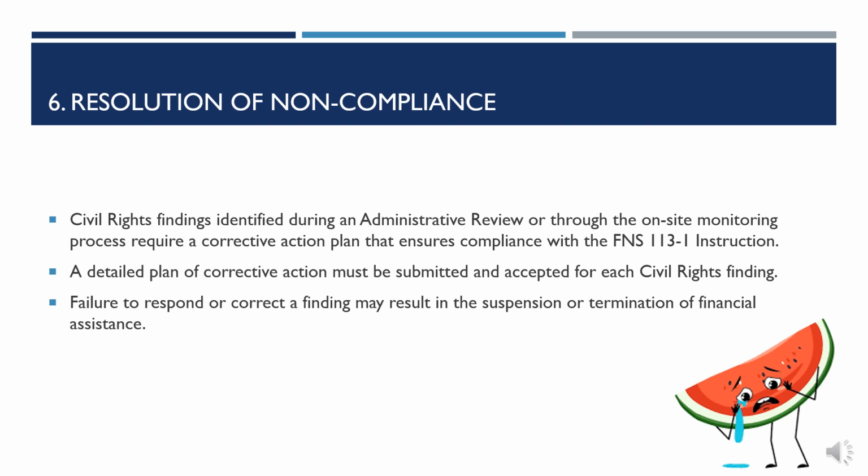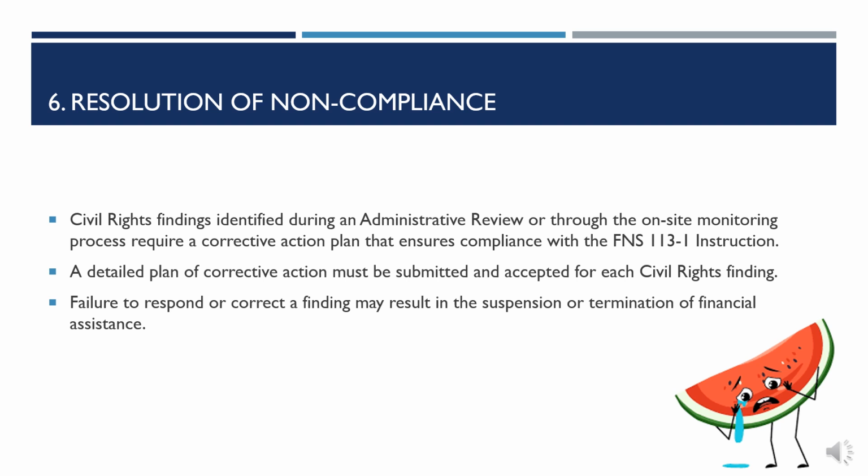The sixth element of civil rights training is resolution of noncompliance. Civil rights findings identified during an AR or through the on-site monitoring process, which happens through you, the SFA, require a corrective action plan that ensures compliance with the FNS 113-1 instructions. A detailed plan of corrective action must be submitted and accepted for each civil rights finding. Failure to respond or correct a finding may result in the suspension or termination of financial assistance.